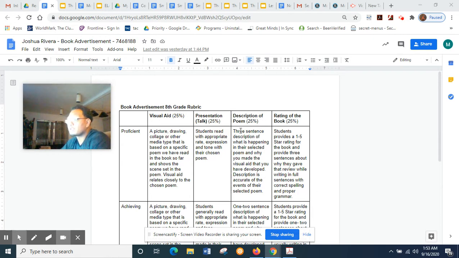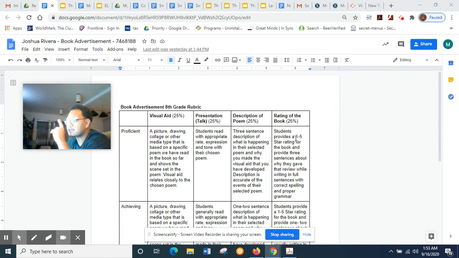Description of poem: a 3 sentence description of what is happening in the poem and why you made the visual aid for that poem. The description must be accurate of these events. This is what 100 looks like. 25, 25, 25, 25. 25 times 4 is 100, right? So this is what 100 looks like.